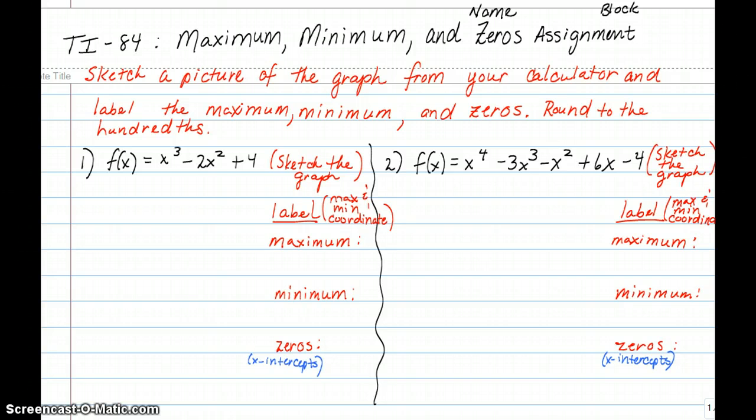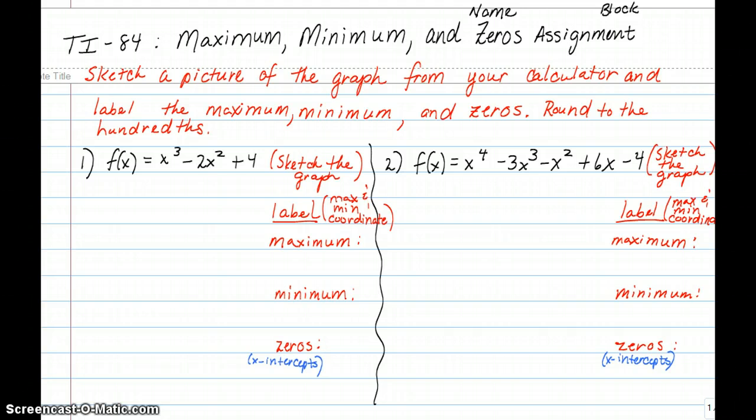Then you're going to label the maximum, the minimum, and zeros. You're going to round them to the hundredths. Okay, so again, here's your number one. F of x equals x cubed minus 2x squared plus 4. You're going to sketch the graph, and then you're going to label the maximum and minimum coordinates.